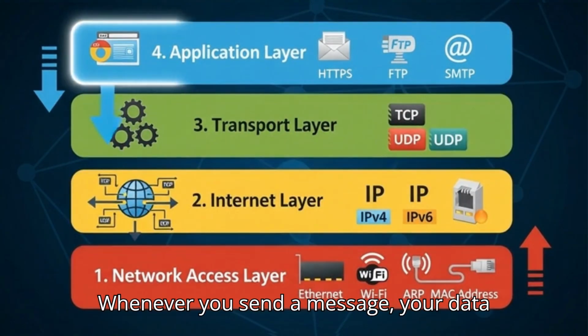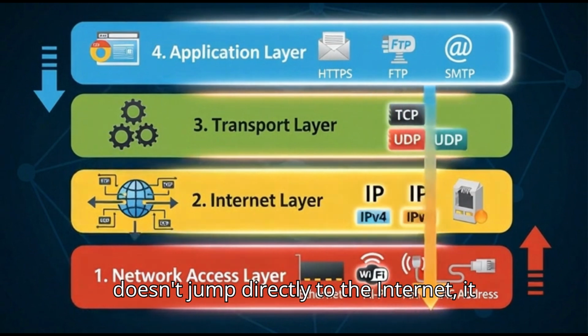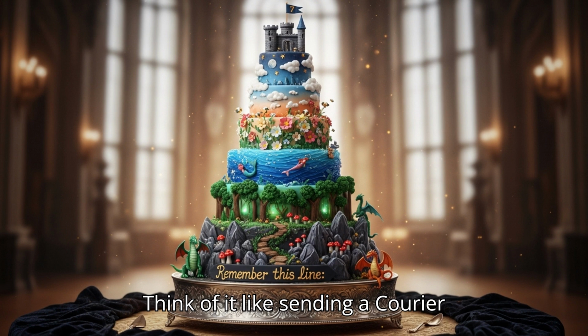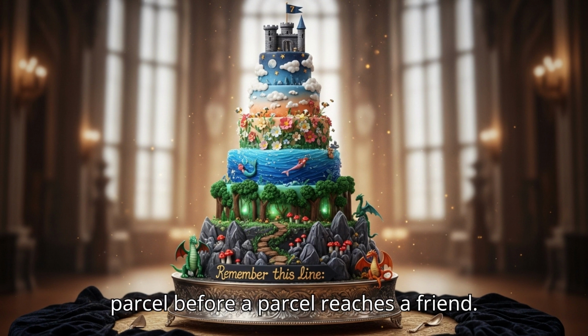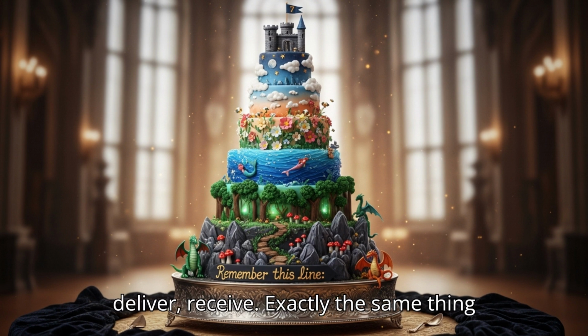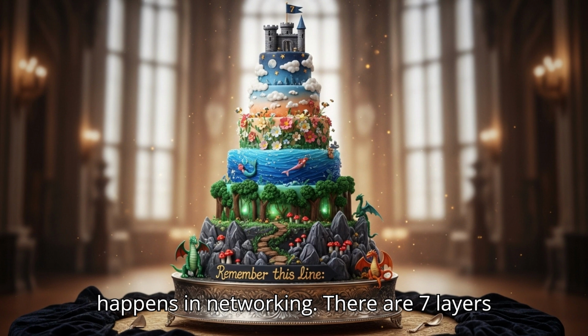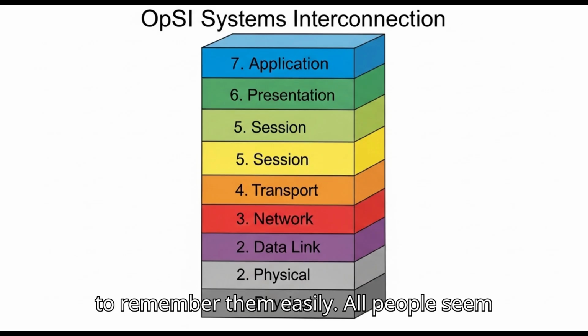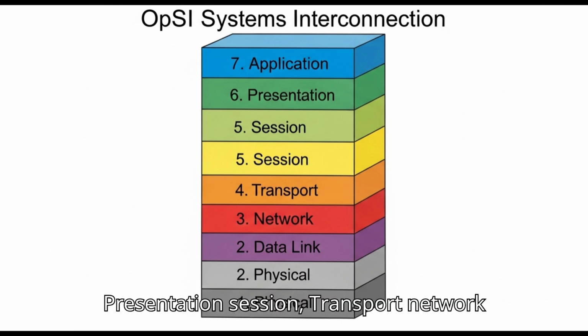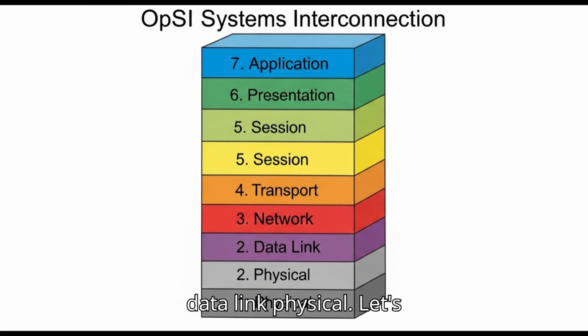Whenever you send a message, your data doesn't jump directly to the internet. It travels through 7 checkpoints. Think of it like sending a courier parcel. Before a parcel reaches a friend, you pack, label, ship, route, deliver, receive. Exactly the same thing happens in networking. There are 7 layers. To remember them easily: All People Seem To Need Data Processing. Application, presentation, session, transport, network, data link, physical. Let's send a simple WhatsApp message.